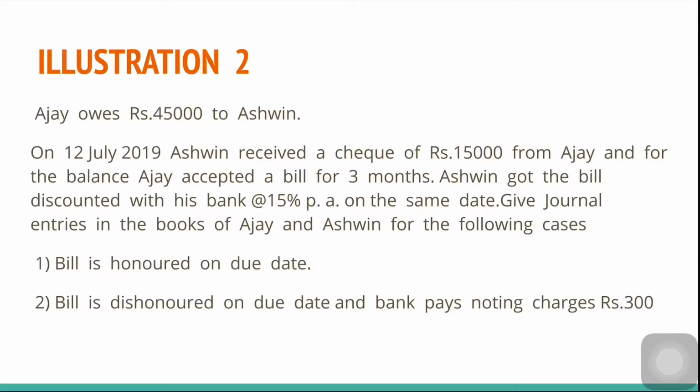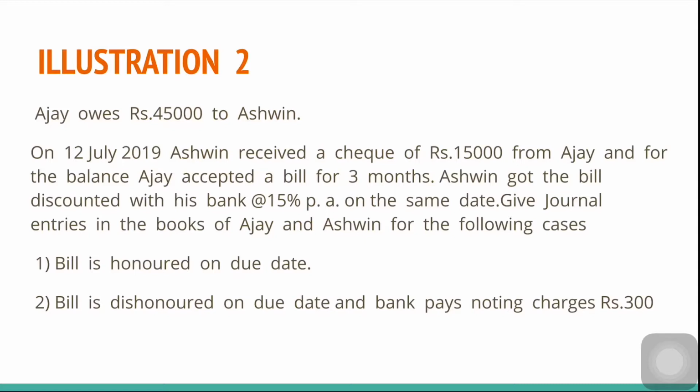Let's do another illustration. Ajay owes rupees 45,000 to Ashwin. On 12th July 2019, Ashwin received a check of rupees 15,000 from Ajay, and for the balance, Ajay accepted a bill for 3 months. So how much does he owe? 45,000. And how much check has he given? 15,000. So for the balance amount, Ajay is accepting a bill for 3 months. So Ashwin here is the drawer and Ajay here is the drawee.